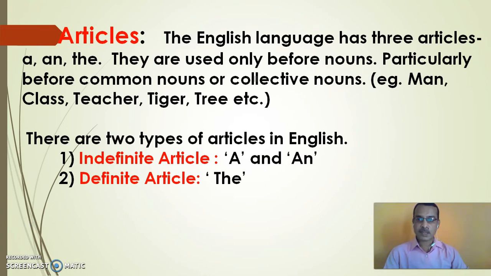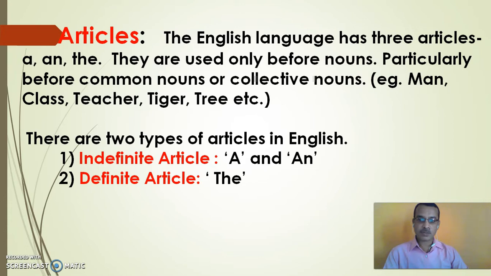At first, it is important to know the definition of English articles. The English language has three articles, that is a, an, and the. They are used only before nouns, particularly before common nouns or collective nouns. For example, man, a man, class, a class, teacher, a teacher, tiger, a tiger, tree, a tree, etc.